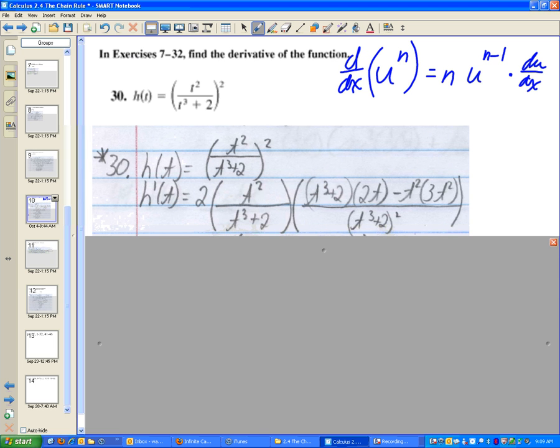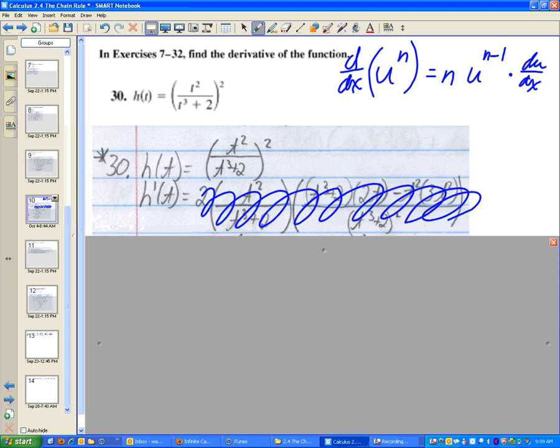So h prime of t instead of f prime of x will equal, all right, exponent times coefficient. Exponent of 2 times the coefficient of 1, 2. U, so that entire quantity, that whole thing inside the parentheses is u. T squared over t cubed plus 2. Subtract 1 from the exponent. 2 minus 1 is 1, so the new exponent's 1. So we did that. Now, times the derivative of u.